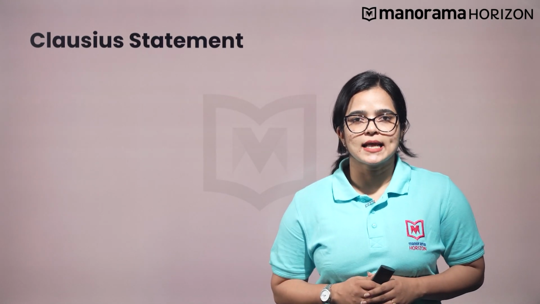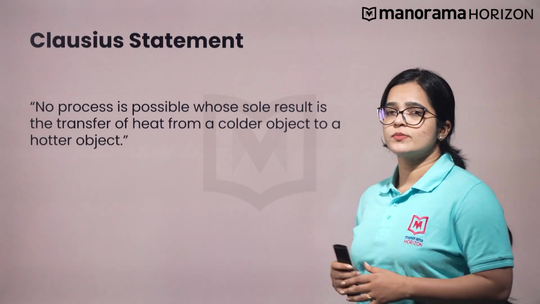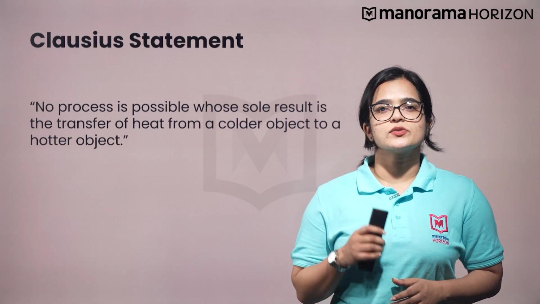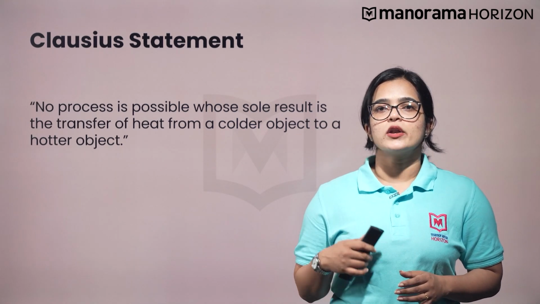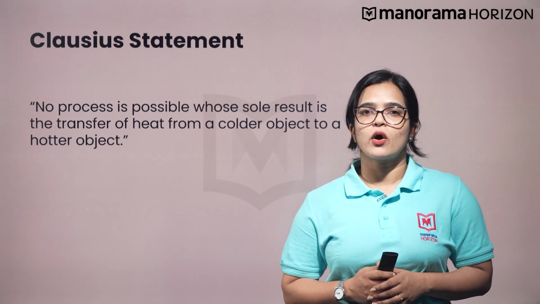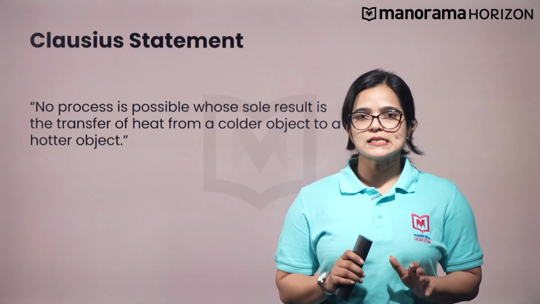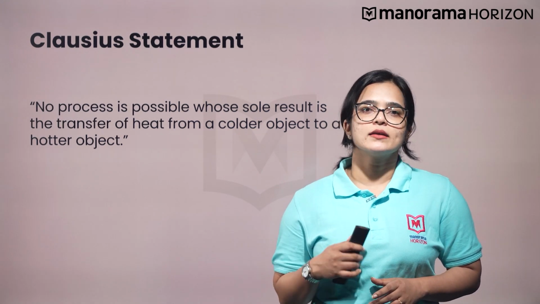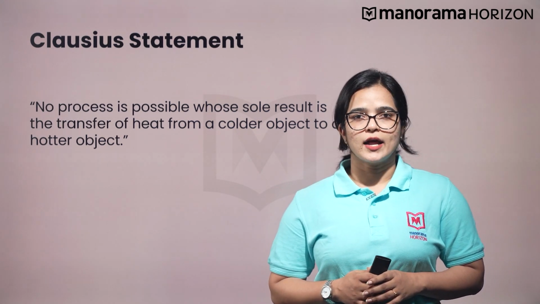Rudolf Clausius stated that no process is possible whose sole result is the transfer of heat from a colder object to a hotter object. This is known as Clausius' statement of the second law of thermodynamics. Both these statements are equivalent and are derived from the core concept of entropy. This law explains why nature behaves the way it does.